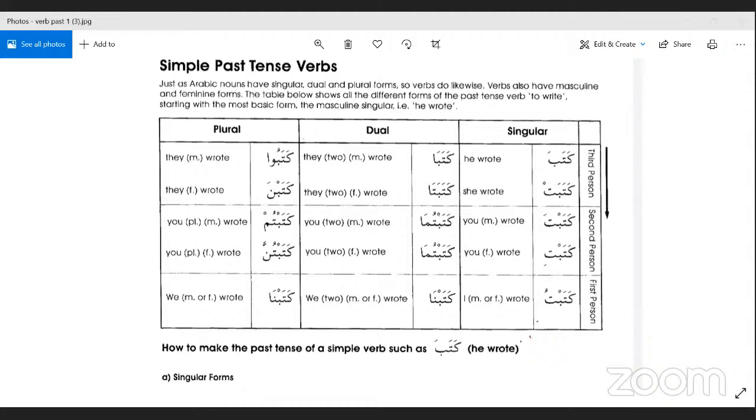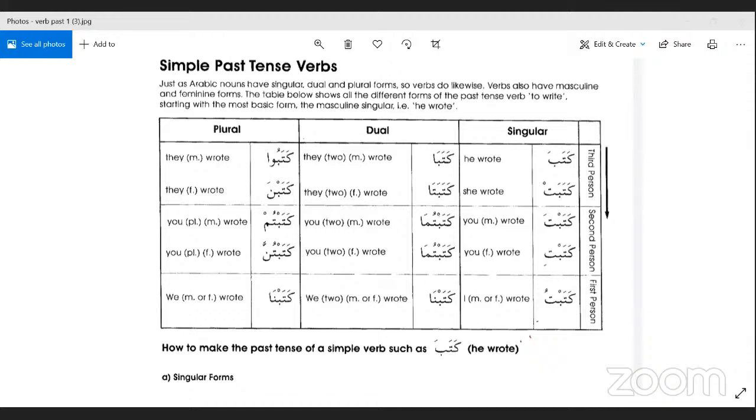Kaburata, they two became big, dual. Kaburna, they feminine all became big, plural. Kaburta, you became big, masculine, singular. Kaburtuma, you two masculine became big. Kaburtum, you all plural became big.